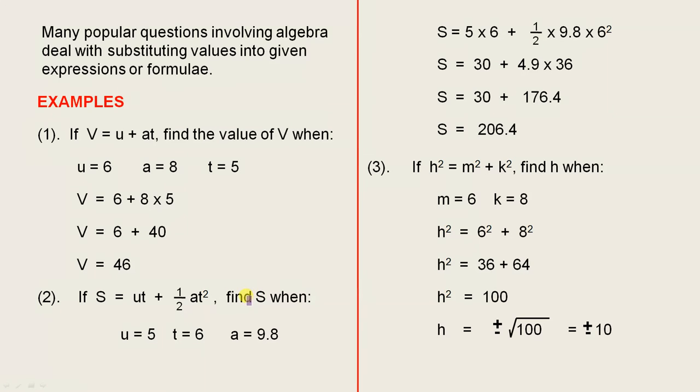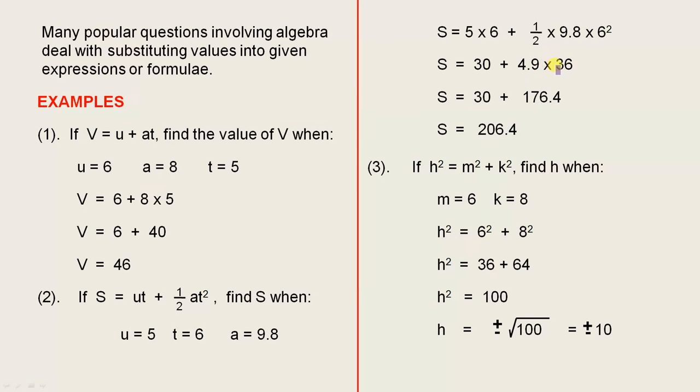Here we're asked to find s when u equals 5, t equals 6 and a equals 9.8. So we substitute those numbers into there and we get s equals 5 times 6 plus a half times 9.8 times 6 squared. So 5 6s are 30. Now here, half of 9.8 is 4.9. That's why I've got that there. And 6 squared is 36.